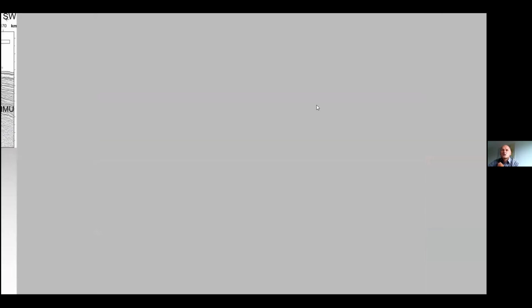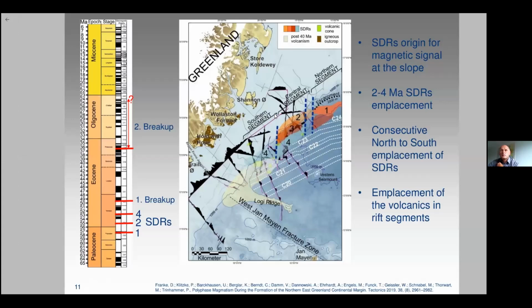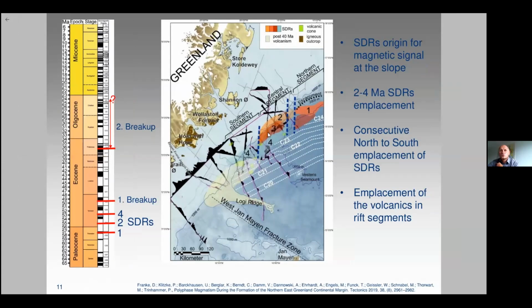If we summarize, we have these individual SDR wedges, number one being emplaced first, and then came in number two, number three, seaward of number two, and maybe at the same time this seaward portion came in, and then the fourth phase in here. Before, during a later stage, a second breakup stage, these volcanic edifices, including possibly structures on the seafloor far out, were emplaced.